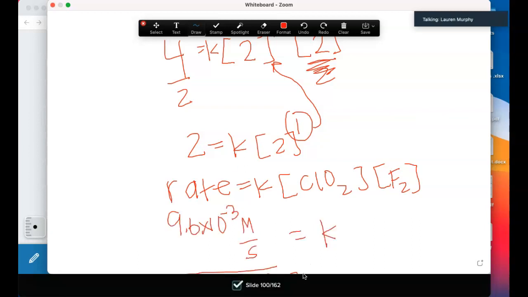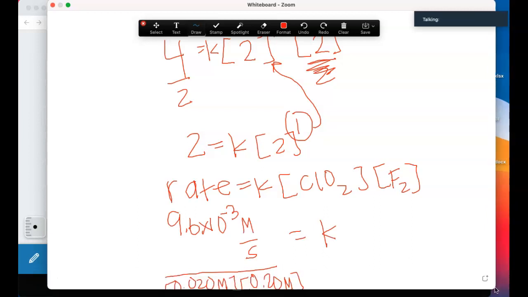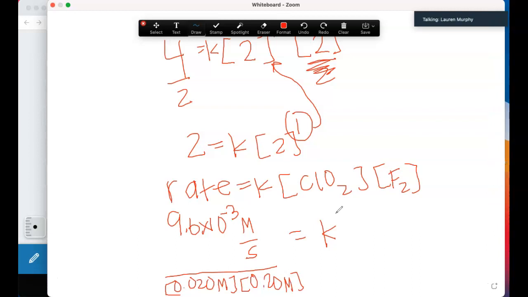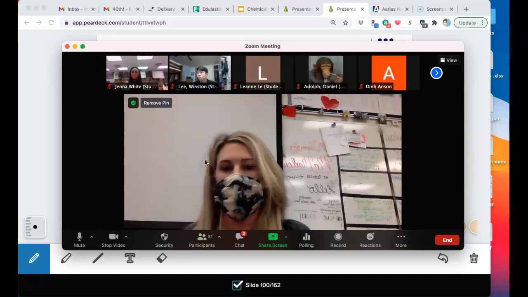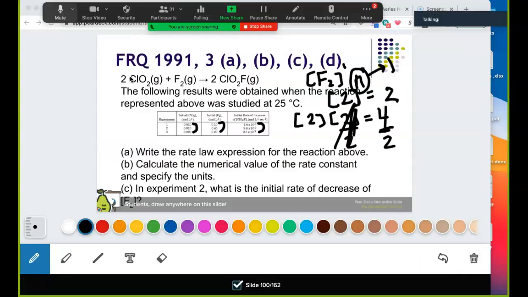Oop. What just happened? Sorry about that. And I get 2.4. Did you get 2.4? And then one of the molarities cancels, and we're left with M minus 1, S minus 1, because the molarity is in the bottom and the seconds is in the bottom. Okay.